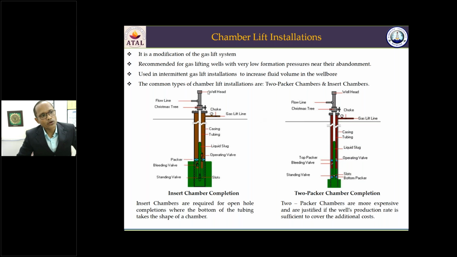Now there are two types of chamber lift installation. One is the two-packer and the other is the insert chamber. This is the two-packer. We have two packers here. The packer is a component of a gas lift system. It is used to seal the annulus. This is the packer. It is located in the annular space between the tubing and the casing. So this is called the two-packer assembly, where we have two packers, the upper packer and the bottom packer.